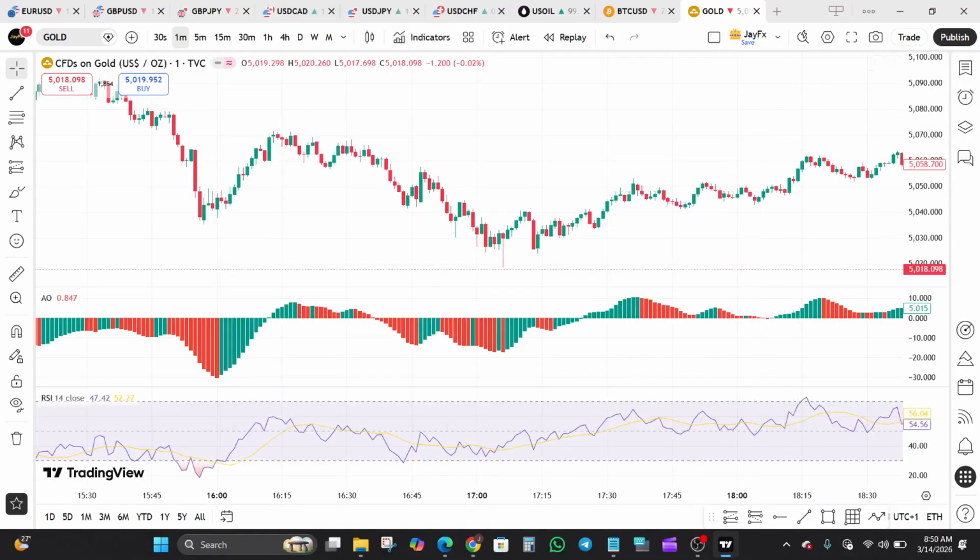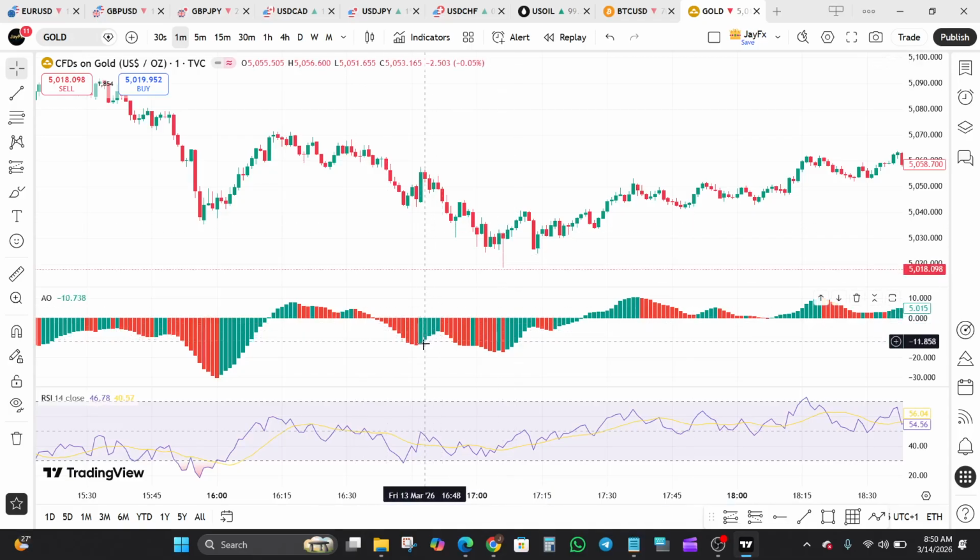Okay, here we go. So the Awesome Oscillator and the Relative Strength Index are both momentum indicators, but they analyze price movement in different ways. All right. The Awesome Oscillator measures the difference between two moving averages based on the median price of each period.